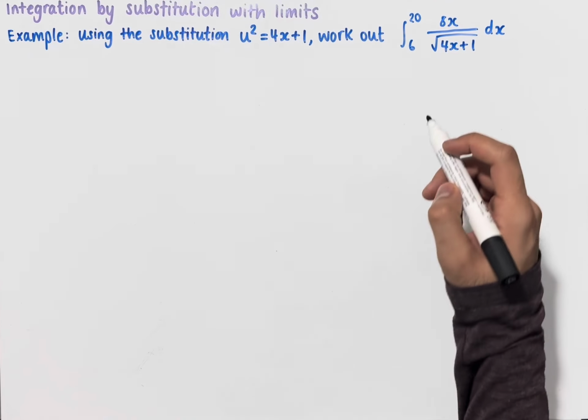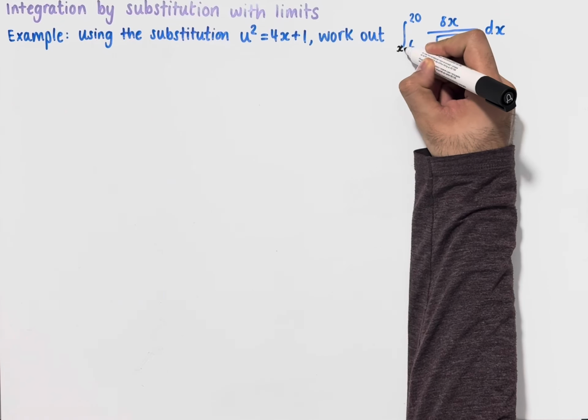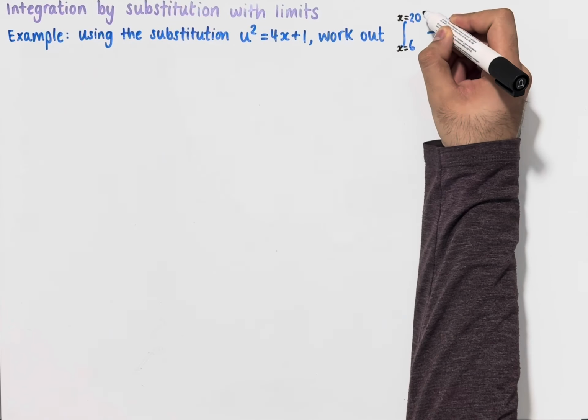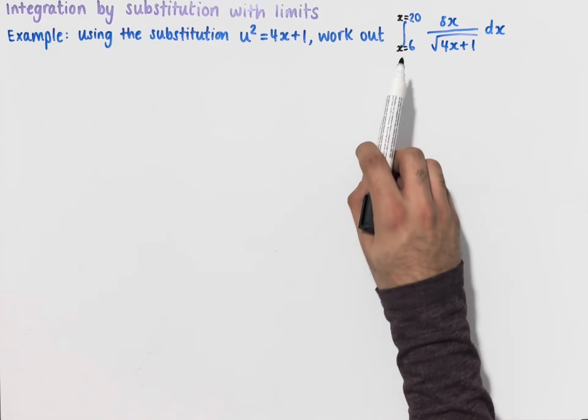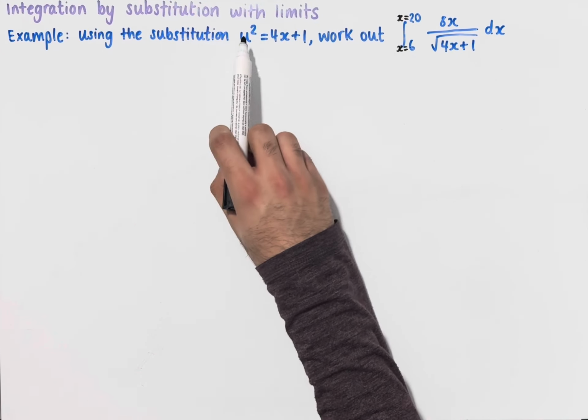So the first thing is that this integral is in terms of the variable x, and so we first need to change these limits to obtain limits in terms of u. So we're going to substitute these values into this equation.